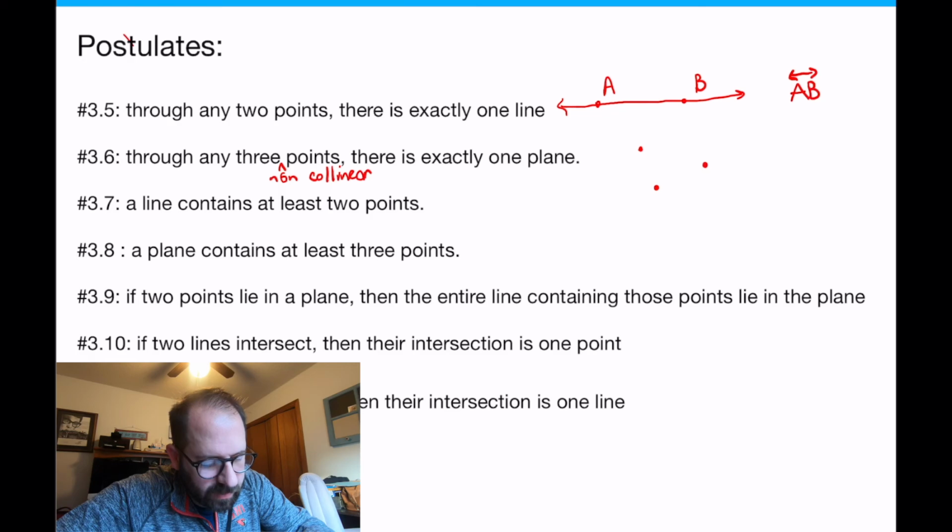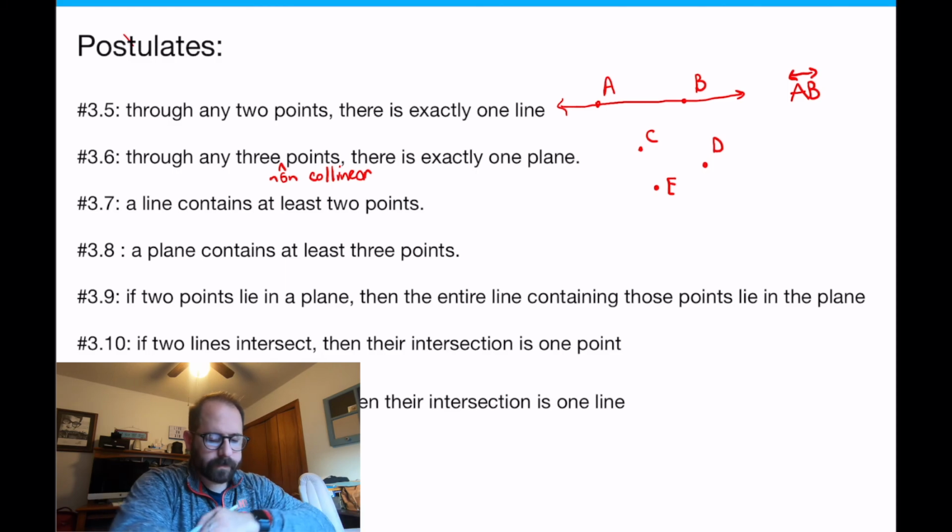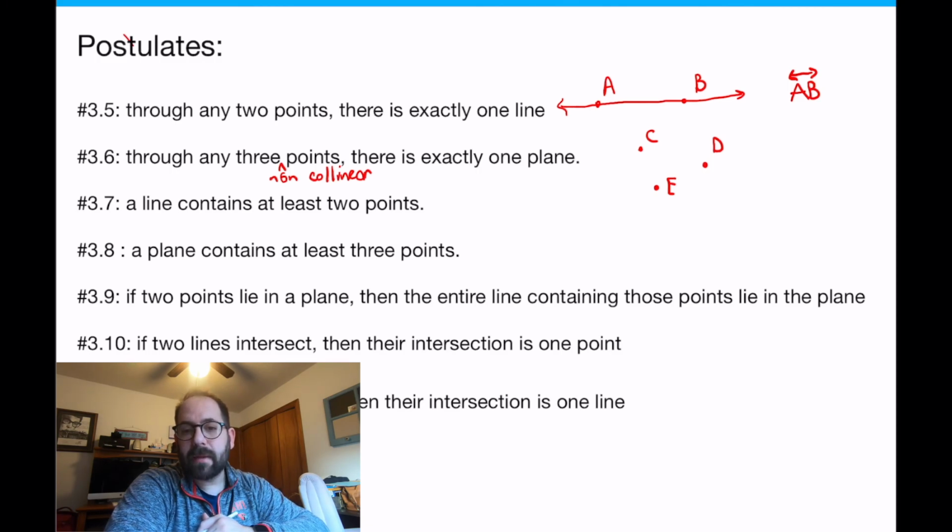So it's called C, D, and E. 3 points not in a straight line, non-collinear. There's exactly one plane. So on this particular example, the marker board would be the only plane that could hit all 3 at the same time. If they're in a straight line, you could have a plane that could tilt.